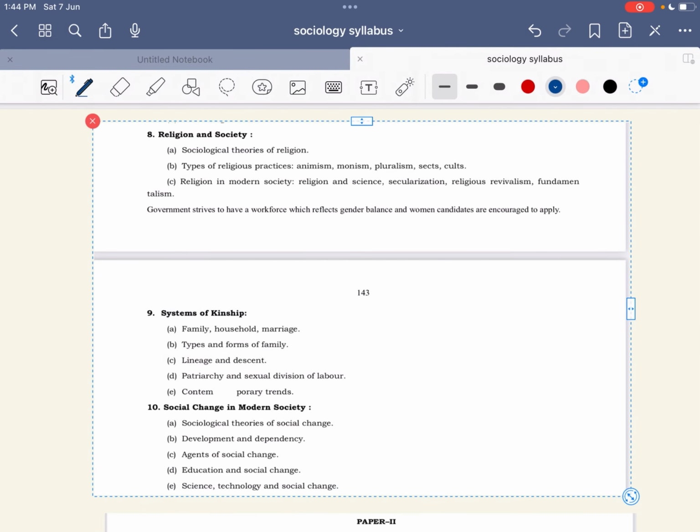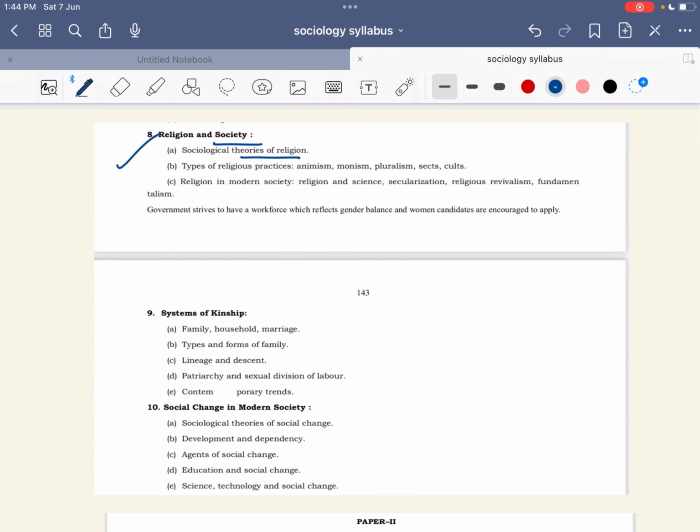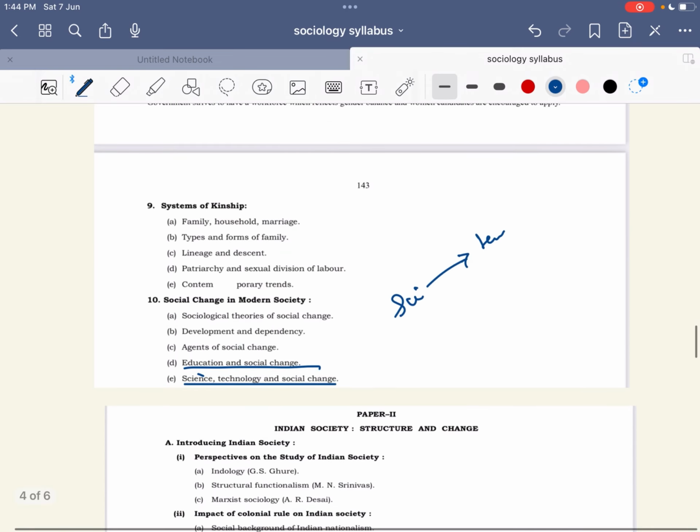This we have seen, system of kinship. Then there is education, also we have seen. Then there is science and technology. See, science and technology also brings change in the society. Understand? Science also acts as a change in the society. How can we see that?